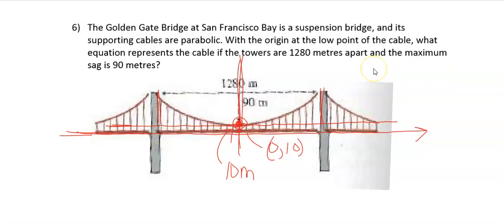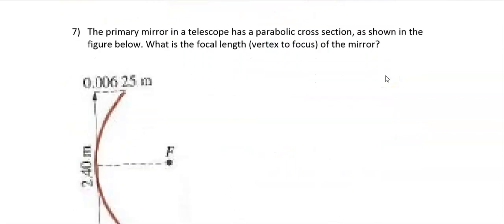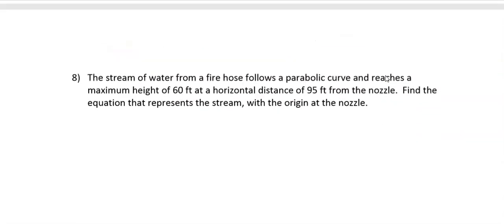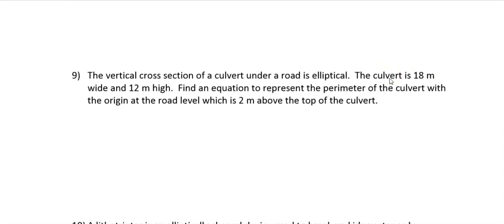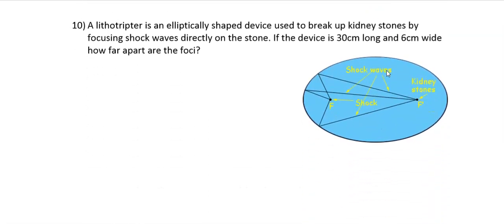Anyway, you try this one. Also, number 7, telescope. Another one right up my alley. Number 8, stream of water from a fire hose follows... look at that, another parabola. Number 9, the vertical cross section of a culvert under a road is elliptical. Oh, finally, we have a question about an ellipse. Try this one as well. Remember, make a diagram, fill in your information, see what happens.